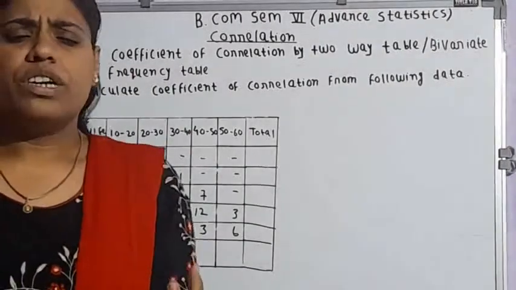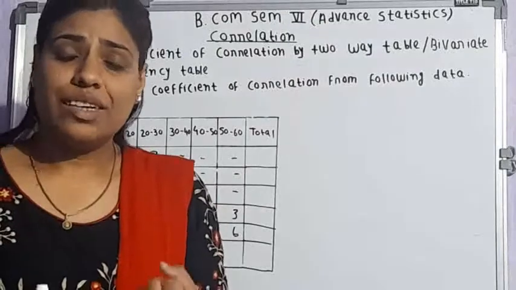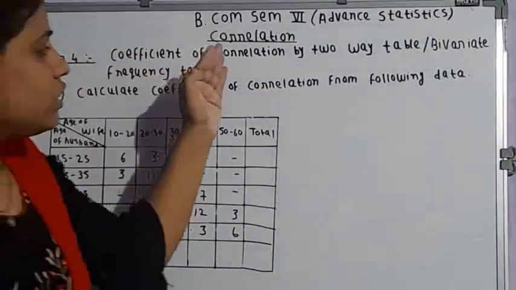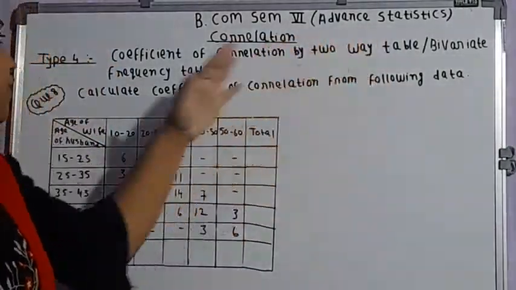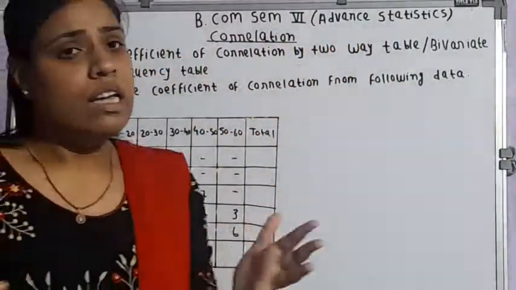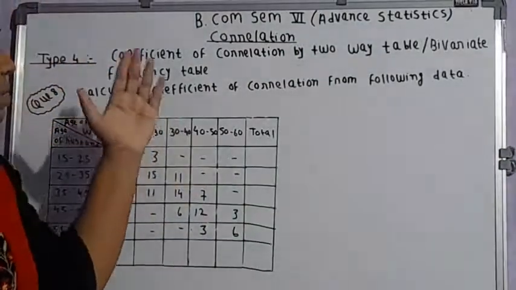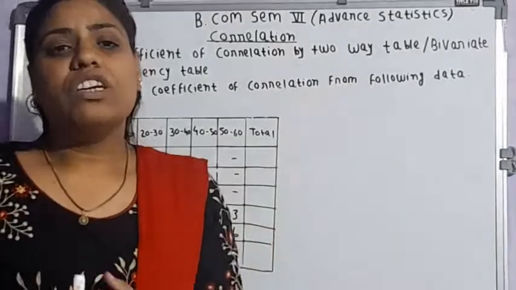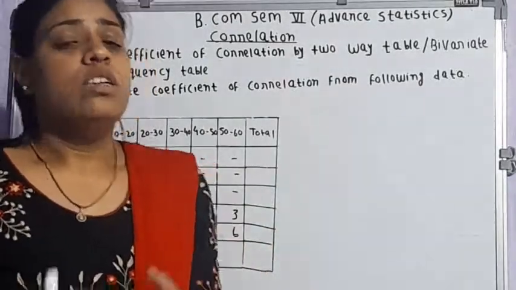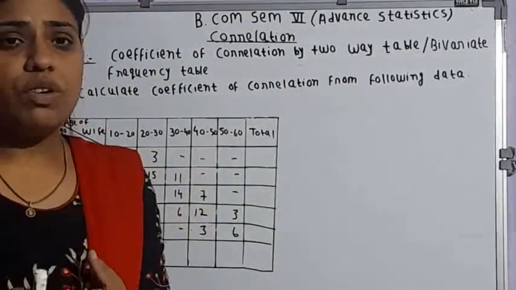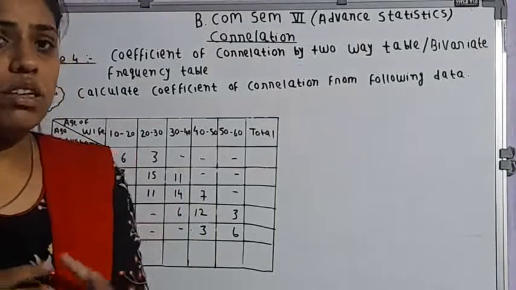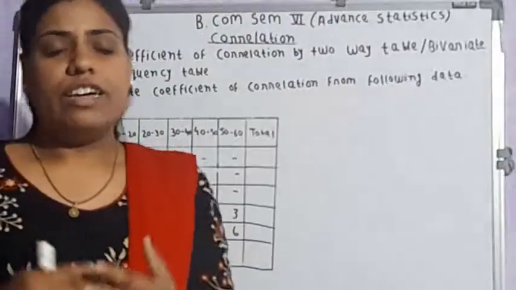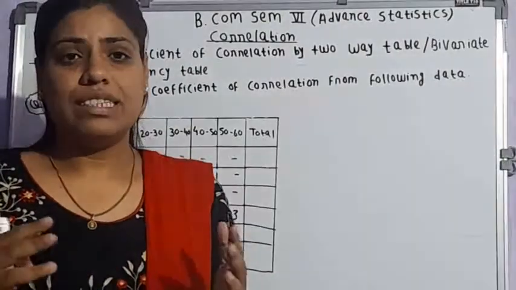Okay. So what is the gist of type 4? What is the central theme of type 4? So here coefficient of correlation by two-way table or the bivariate frequency table would be calculated. Okay. So this method is generally used when the number of observations is quite large. In order to summarize those observations and group them, this method of coefficient of correlation is used. So we will understand this method with the help of an example.